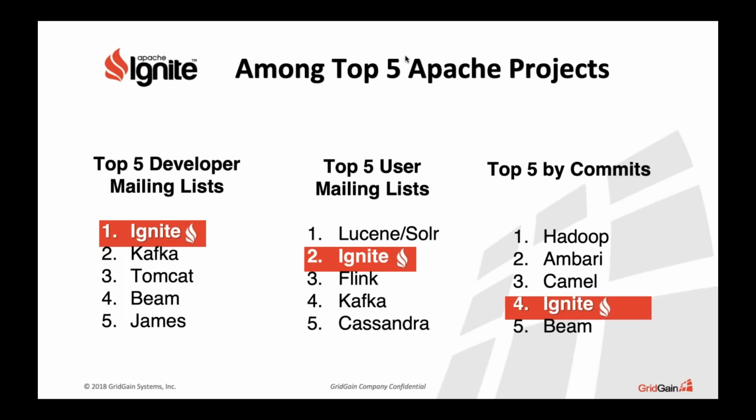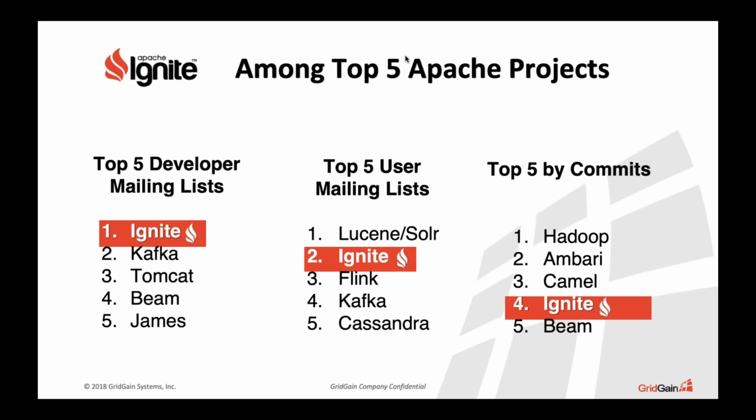Just to give you some sense of the popularity of this project. Among the top five Apache projects, these are numbers from the Apache Software Foundation. As you can see, Ignite is number one in the top five developer mailing lists. A very active community, lots and lots of great people on that list. So if you have a question, it could be the world's simplest question or the world's most complex question, do not hesitate, please, to sign up and ask on the dev list. The community is super helpful. They will come in and assist you, help you understand how Ignite works, or if you've got a specific question about configuration or use case, they'll be able to help you understand whether Ignite is the right technology for you.